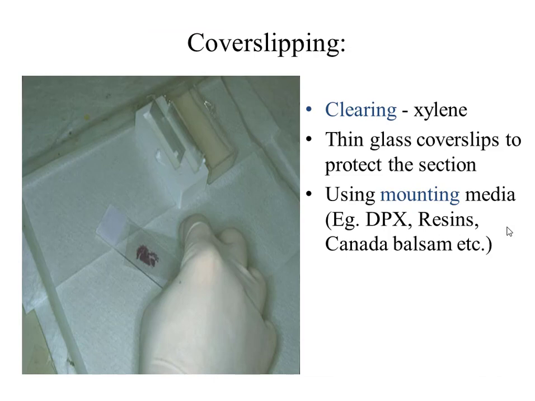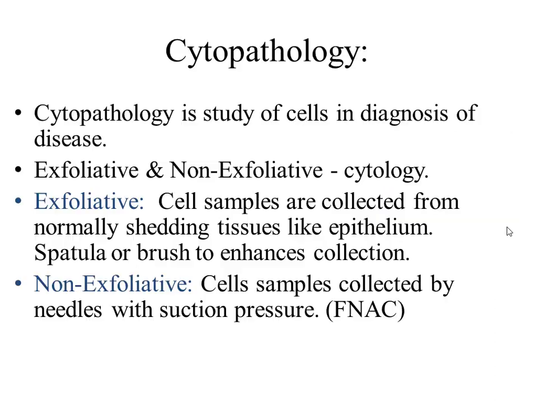The next step after staining the slide is that we must cover the slide for protection. Before that we do clearing with the help of xylene, and then put a thin glass cover slip on to protect the section.